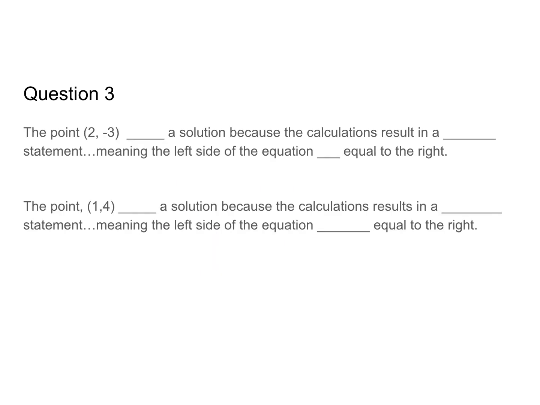So question 3, the first ordered pair we had, which we could write as an ordered pair, the point 2 comma -3. That was whenever x was equal to 2 and y was equal to -3. That is a solution. When I plugged it in, I got a true statement. Because the calculations result in a true statement, meaning the left side of the equation is equal to the right side. Okay, now when I plugged in the second ordered pair, when I plugged in 1 for x and 4 for y, that is not a solution because the calculations resulted in a false statement, meaning the left side of the equation is not equal to the right.